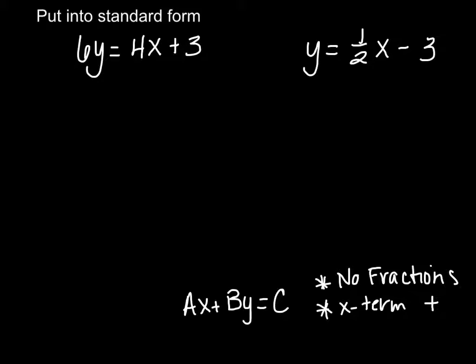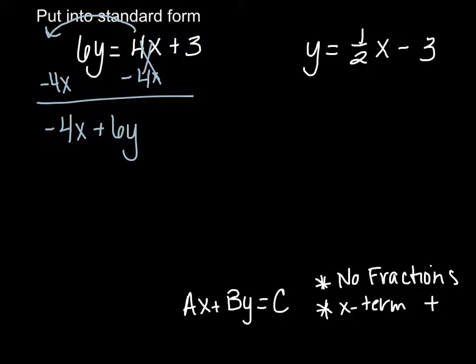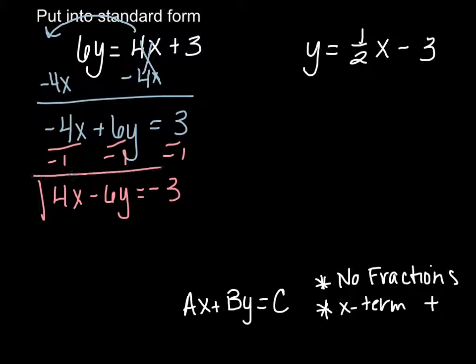On this first problem, the first thing I have to do is move the 4x over here, and I'm going to do it by subtracting 4x. That will cancel, and I have negative 4x plus 6y equals 3. Now, I have to go one step further because my x term is negative. It needs to be positive. For it to be positive, I have to divide or multiply by a negative 1. And what I do to one thing, I have to do to all of it. So that will give me 4x minus 6y equals negative 3. Another way you can look at that is you're just changing the sign of everything.